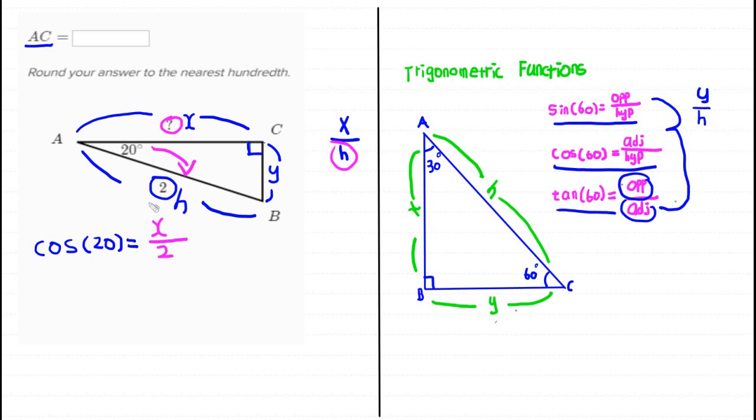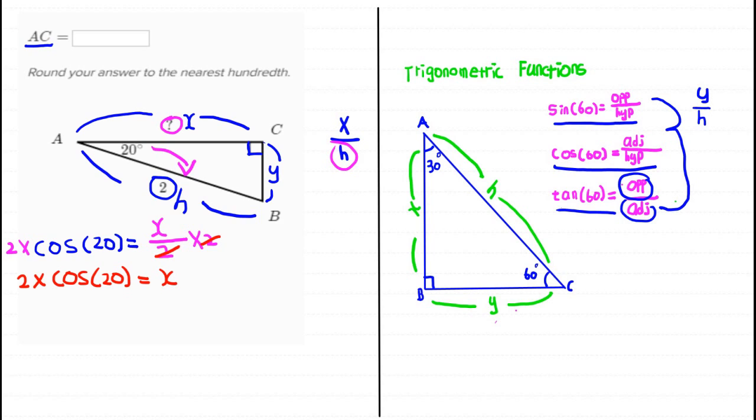And we need to find x, so we need to isolate x on the right side. So that means we need to move all the expressions to the left side, so we can multiply by 2. So this term will cancel out, and you will be left with 2 times cosine of 20 equal to x value.